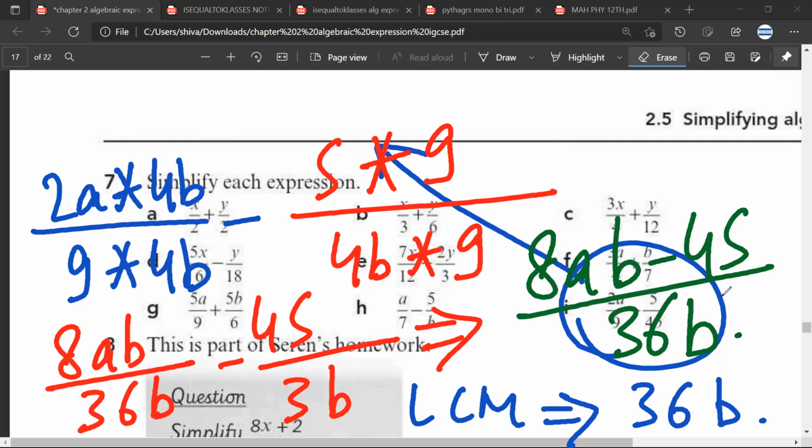Is there any mistake? 45 upon 36. Is it okay now? Yes, sir. But I just had one question.